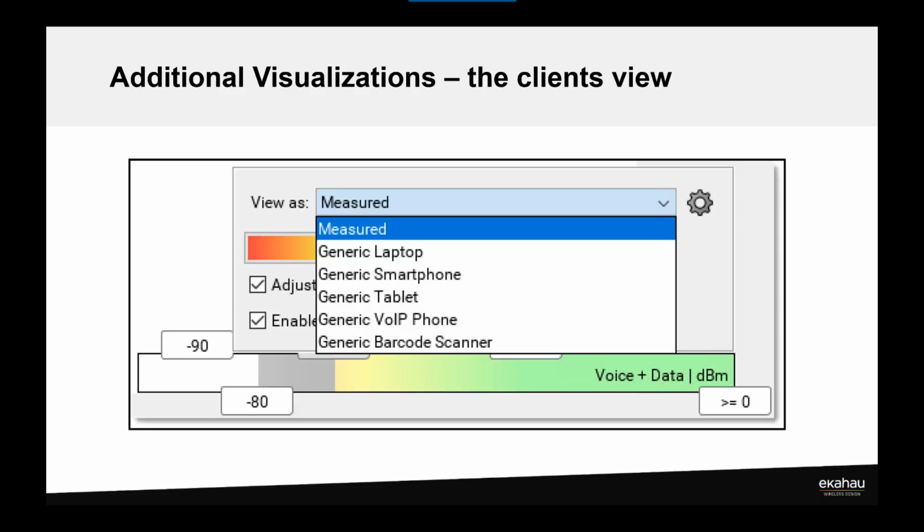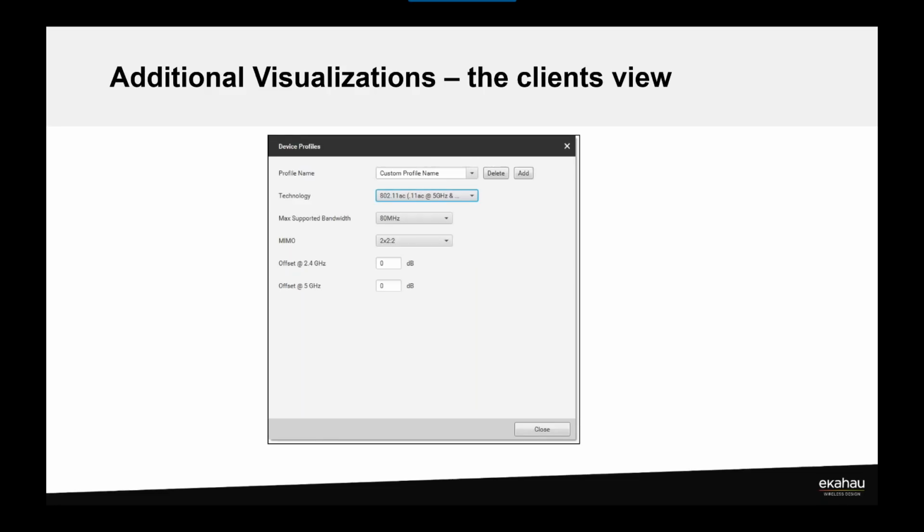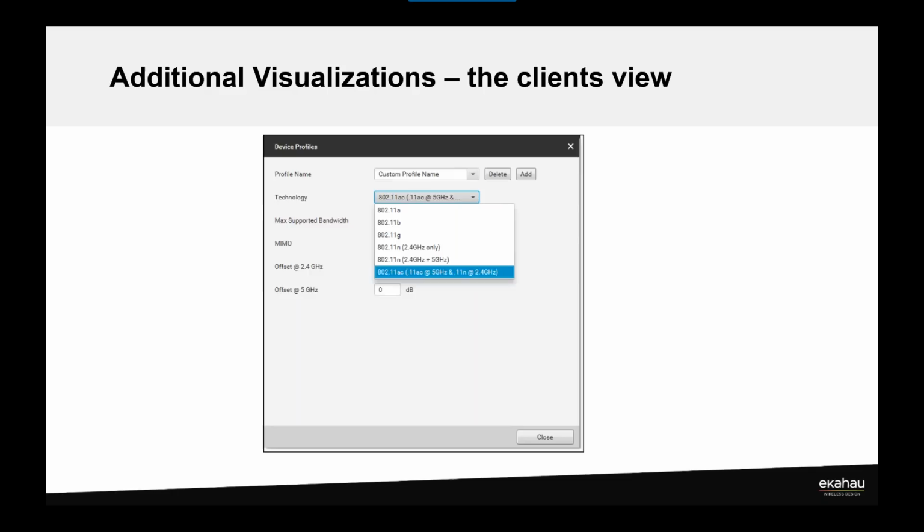So if you want something more exact, there's an edit icon in the upper right of that menu, and that will allow you to create your own custom device profiles. You start by giving it a name, and then you select the technology you're going to use: A, B, G, N, AC. So you would choose what that client is capable of doing, which is more in line with what the clients would really be doing in the first place.